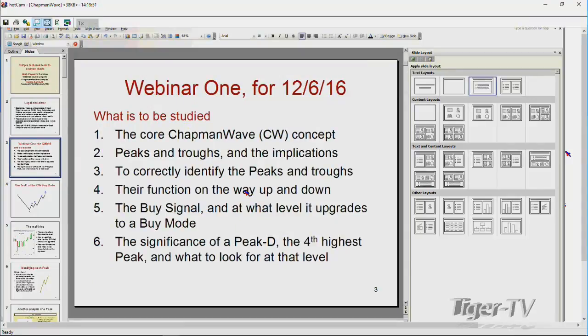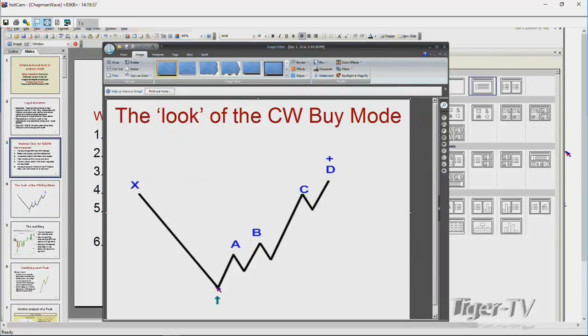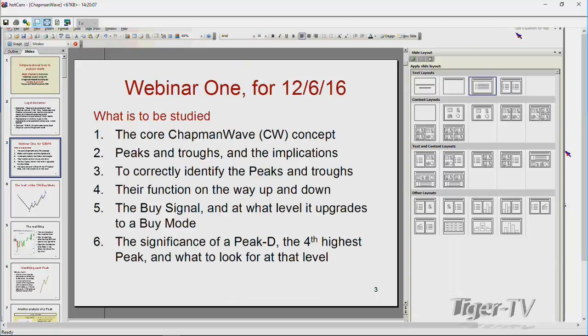The very first webinar will be taking just the bare chart and learning how to identify the peaks, the core Chapman Wave concept. And what is that? Going from a low bar, an identifiable low bar, counting each successively higher peak until you get to the 4th highest, which is peak D. Other things can happen: it can continue higher, it can turn around, it could go sideways. The objective is to get you to D, and then other things can happen, and that's what we plan for.